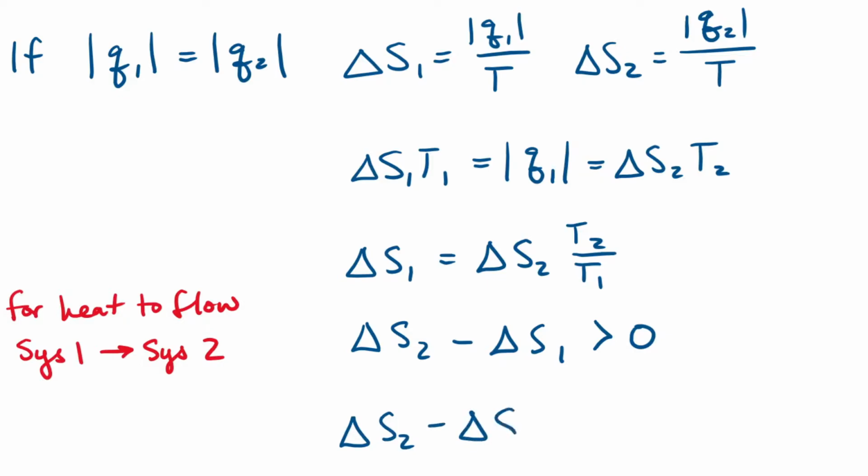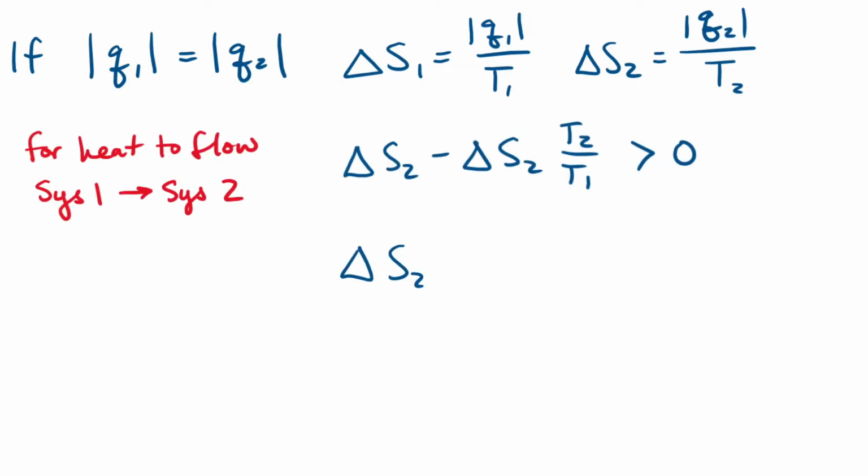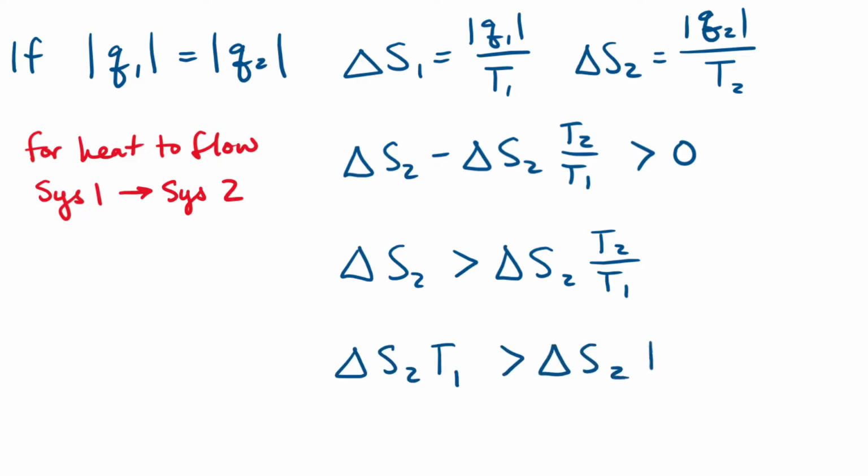Now we can sub in our equation for the change of entropy in system 1 into this equation, and again with a little bit more arithmetic, we can cancel out the change in entropy altogether and find that the temperature of system 1 has to be greater than the temperature of system 2 for heat to flow from system 1 into system 2. And this is why, all else being equal, heat will flow from a high temperature object into the low temperature object and never the other way around.